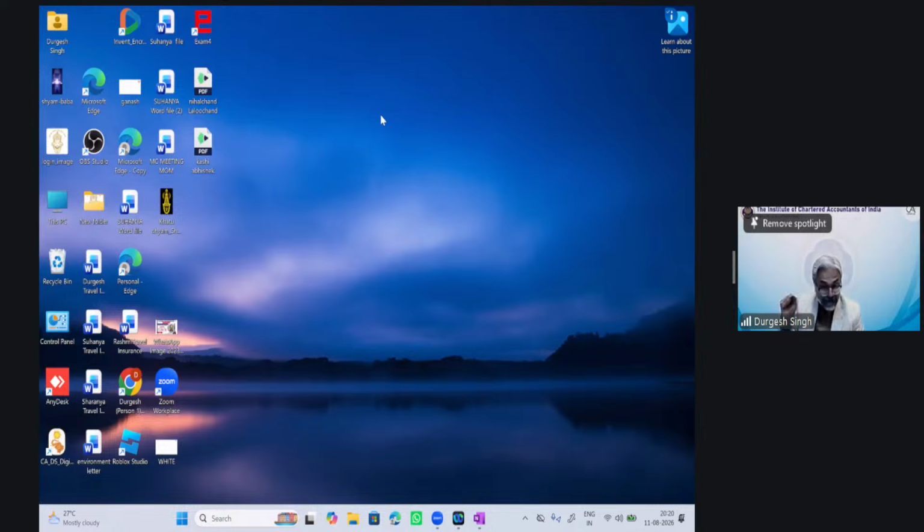So at the time of donation, you don't have to see whether you are in the default or in the other regime. That is of no relevance. The only relevance at the time of donation is that the institution should be approved. That's the only thing. That's it, sir.